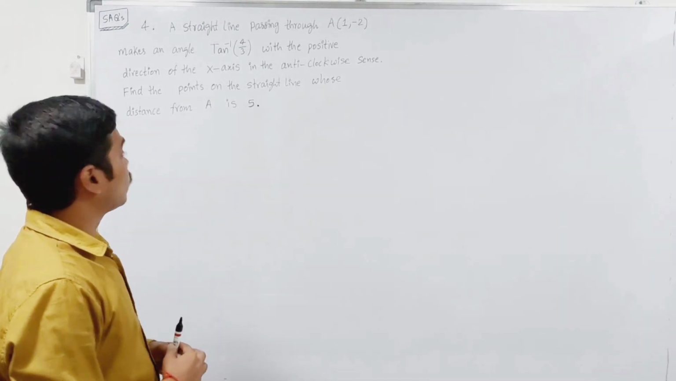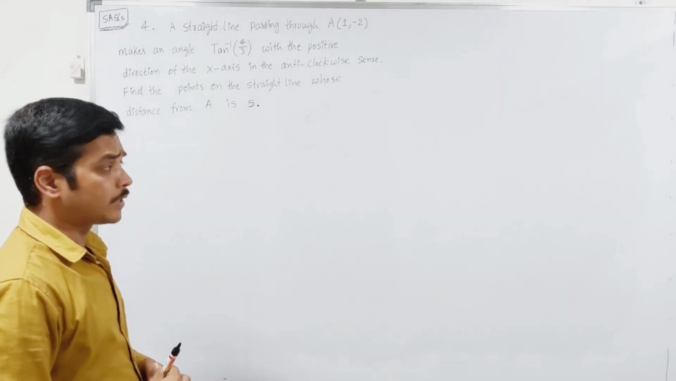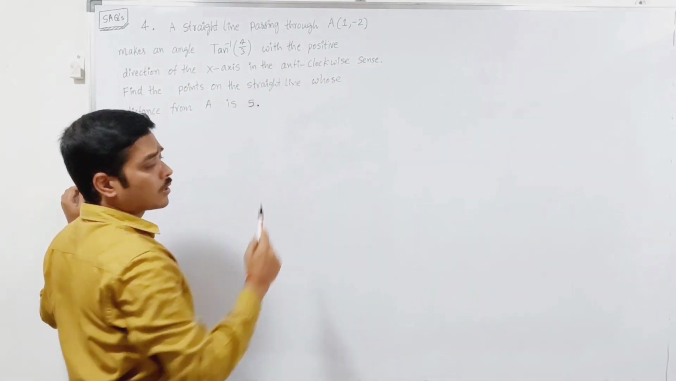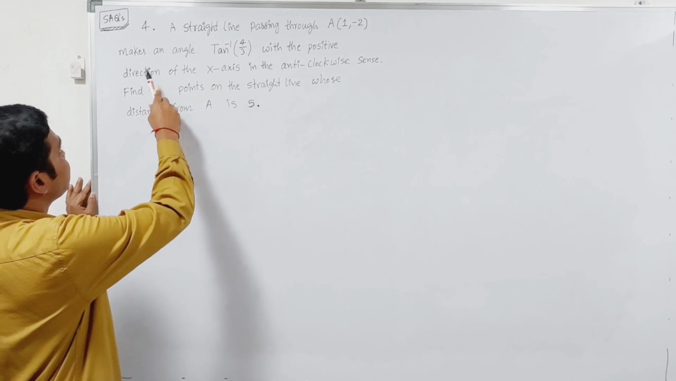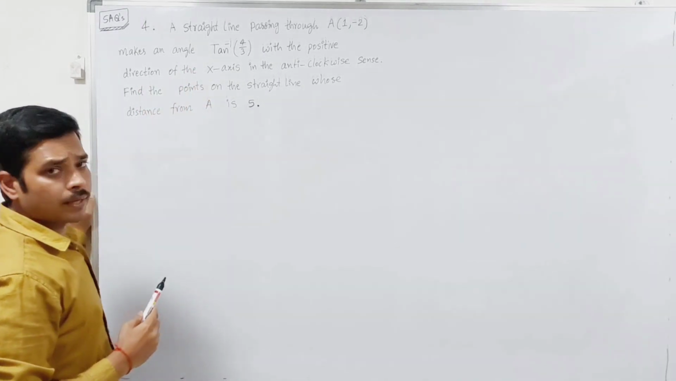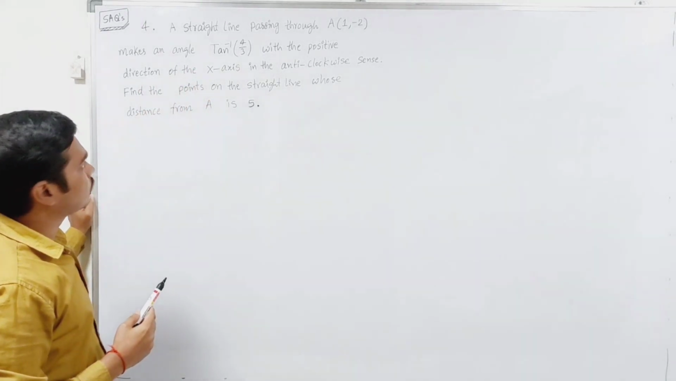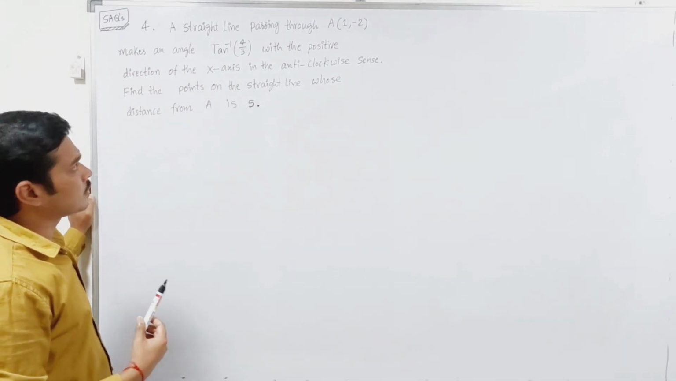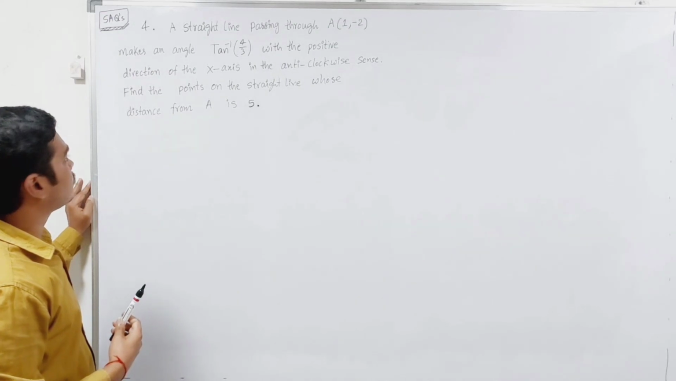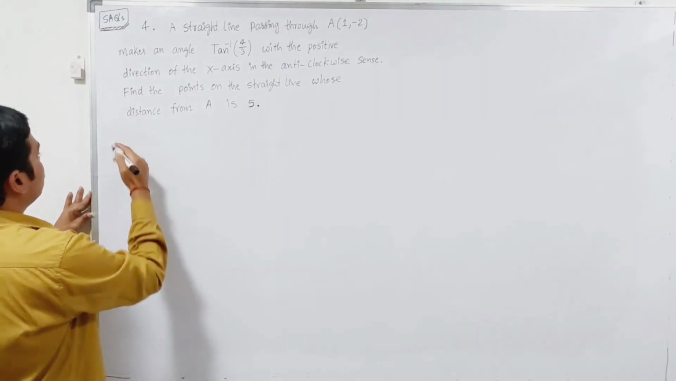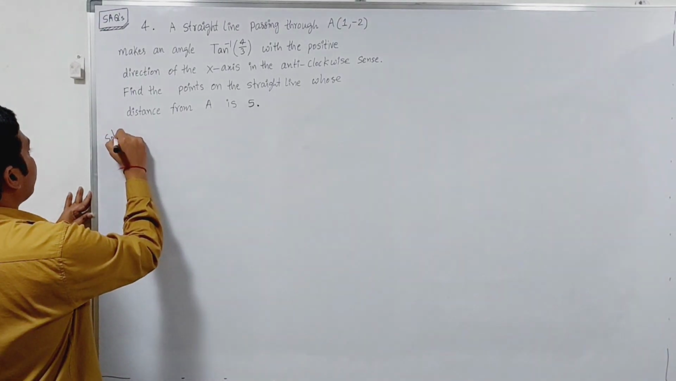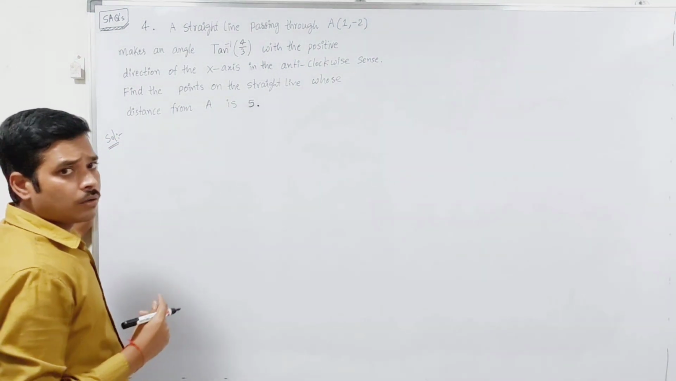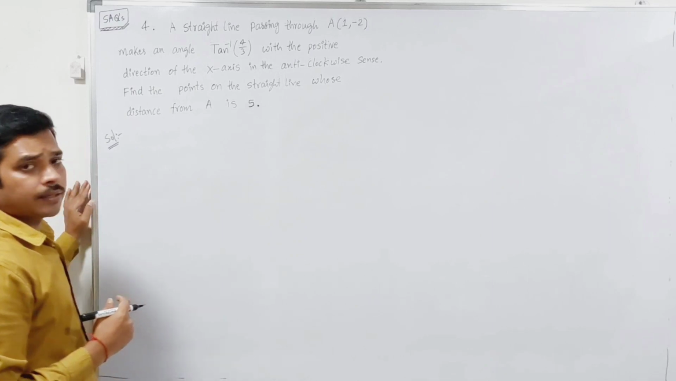Next, fourth problem from straight lines SAQs. In this problem, a straight line passing through A (1, -2) makes an angle tan inverse of 4 by 3 with the positive direction of the x-axis in the anti-clockwise sense. Then find the points on the straight line whose distance from A is 5. We have to find the coordinates of the points that are 5 units away from the given point.